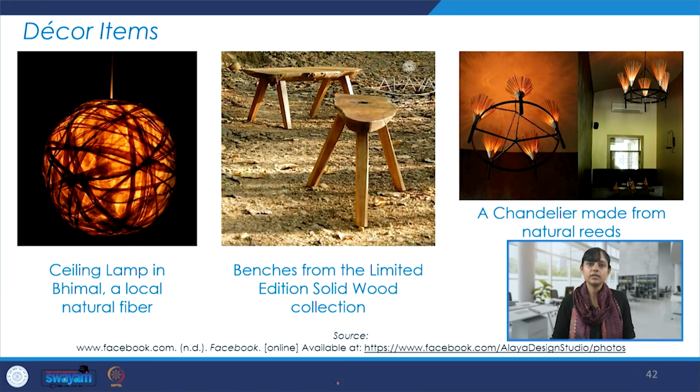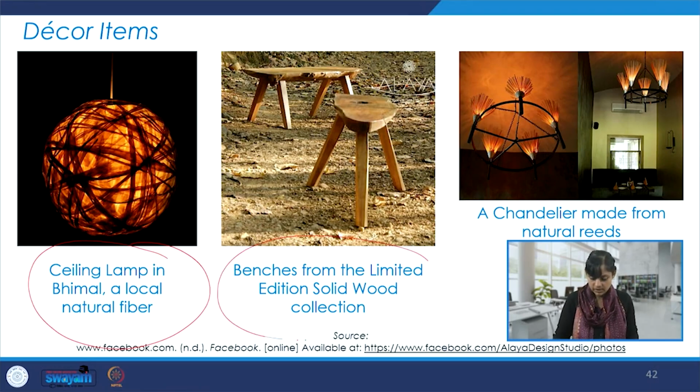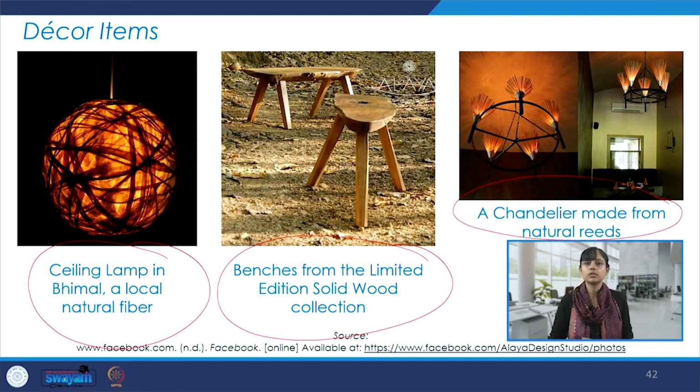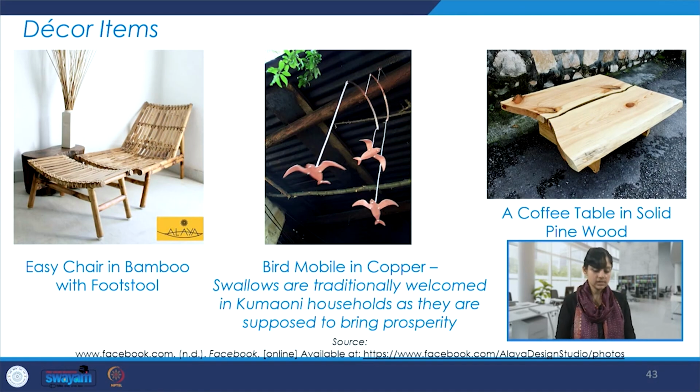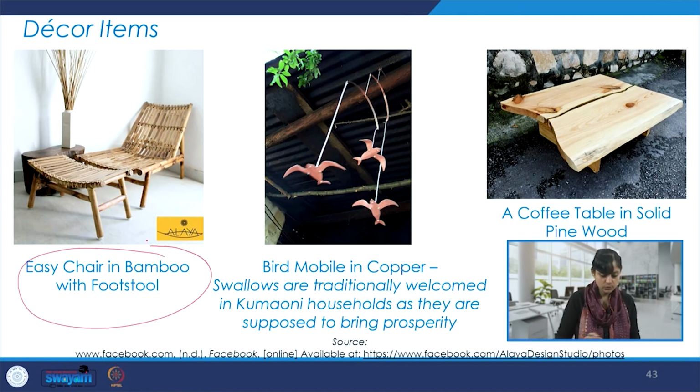These are some of the items or some of the designs that you see over here. This is a lamp in a local natural fiber. These are some of the benches that we see, and some light fixtures and some kind of natural reeds and materials used again for putting these designs together. So this is a chair in bamboo with the footstool. This is another of their designs, and I love this design.